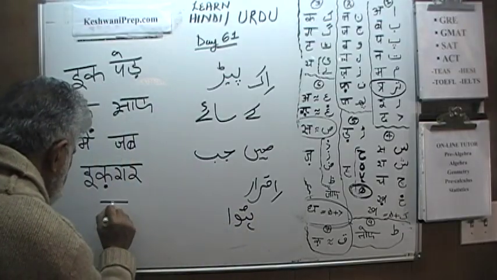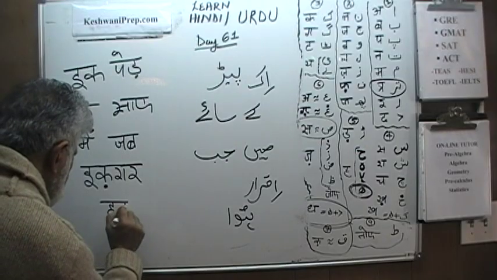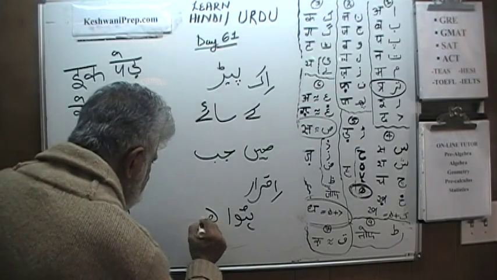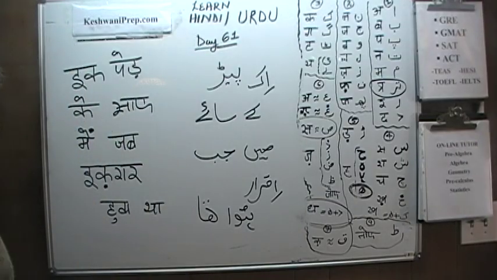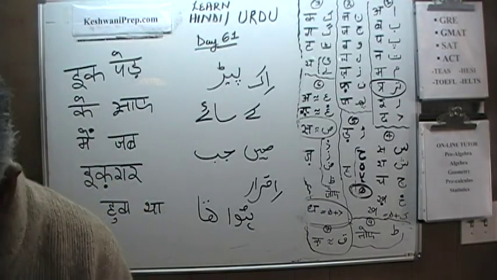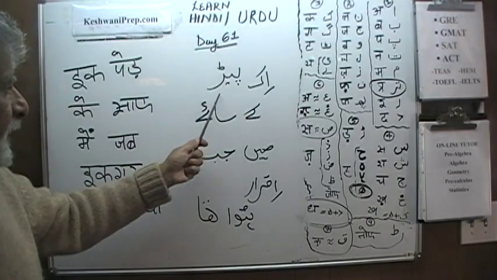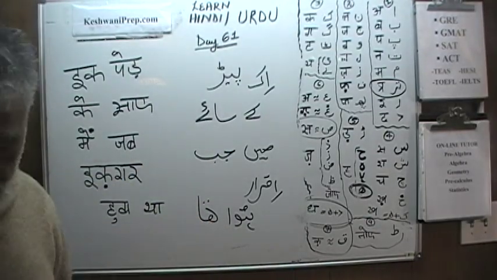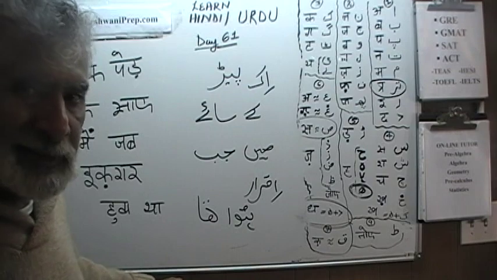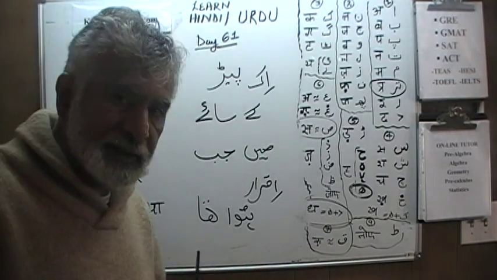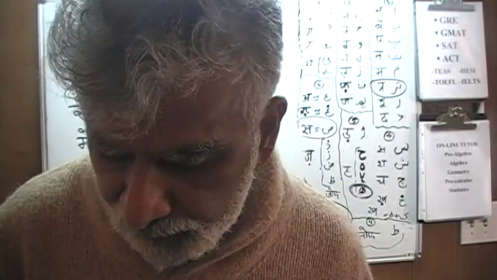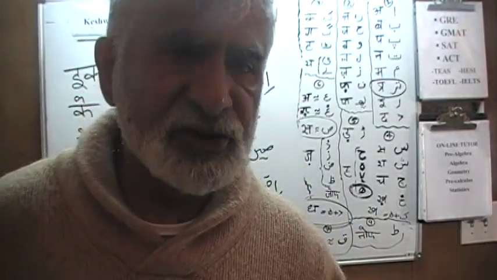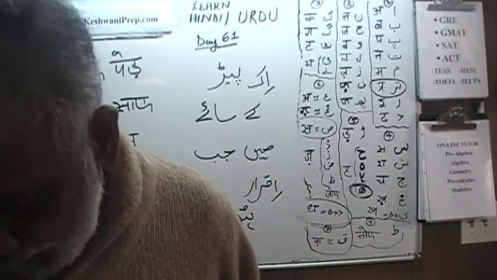Hua tha. There we go. I got it. What it says is that when the promise was made, we sat under the shade of a tree on a moonlit night in the prime of our youth, and we promised each other. That's what it says.